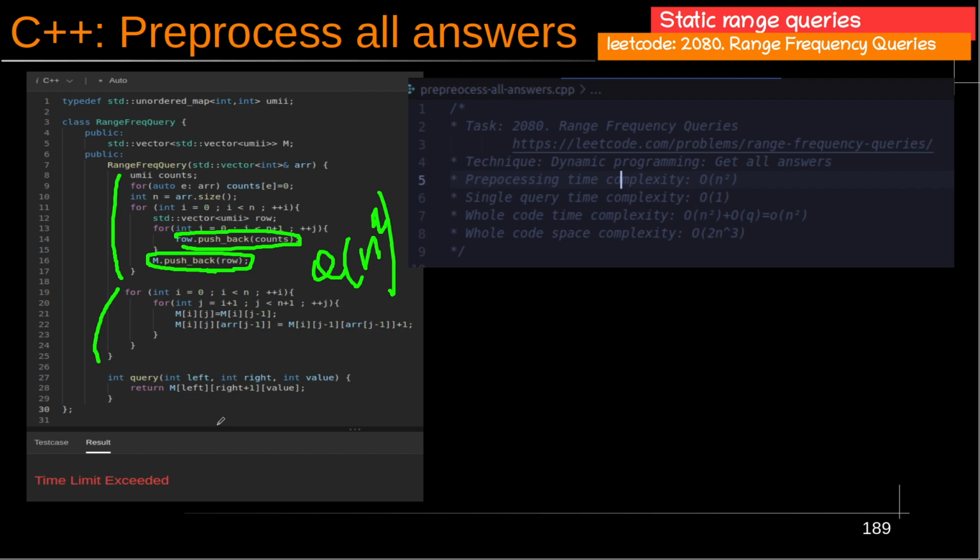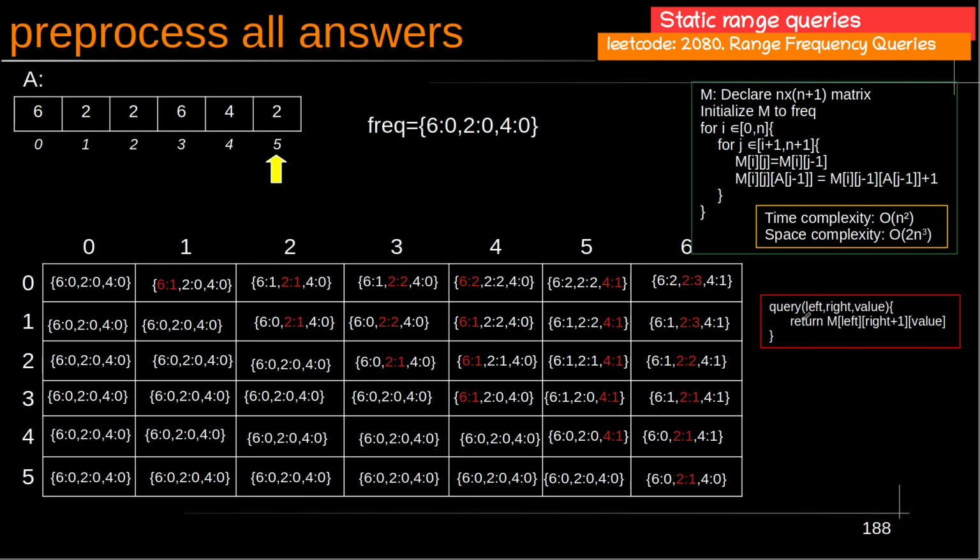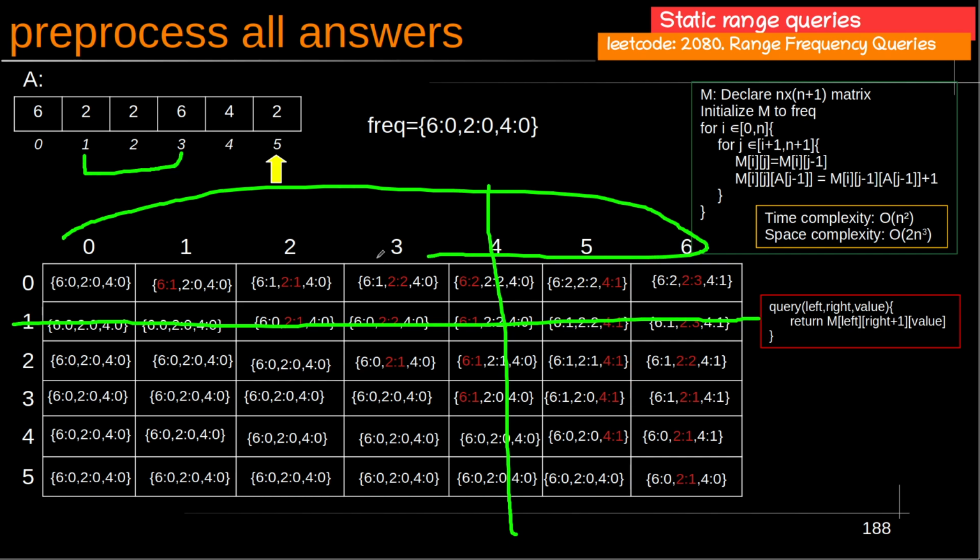For the query now, it's easy to see. If you want a query, we have all the preprocessed answers. For example, how many 2s from 1 to 3? Just come here from 1. This is row 1, and column 4. Why 4? Because don't forget we add a column here to the array size.